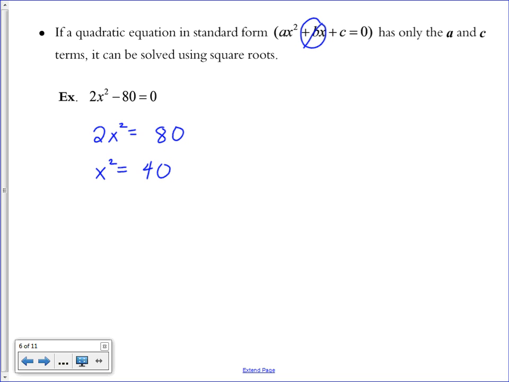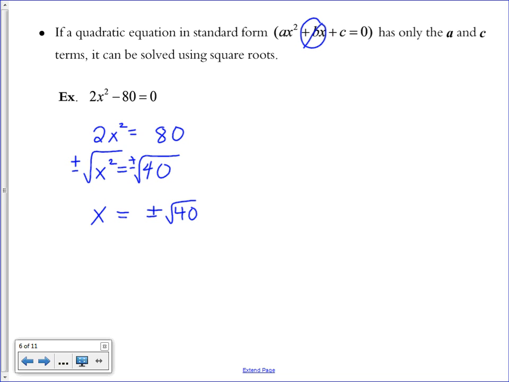To get rid of the second power on that x, we're going to use the opposite of squared, which is the square root. But you have to put a plus or minus sign in front of the square root sign anytime you're going to use it to solve for x. Do the same thing to the other side of the equation to keep it balanced. And the square cancels out with the square root. The answer is plus or minus the square root of 40.